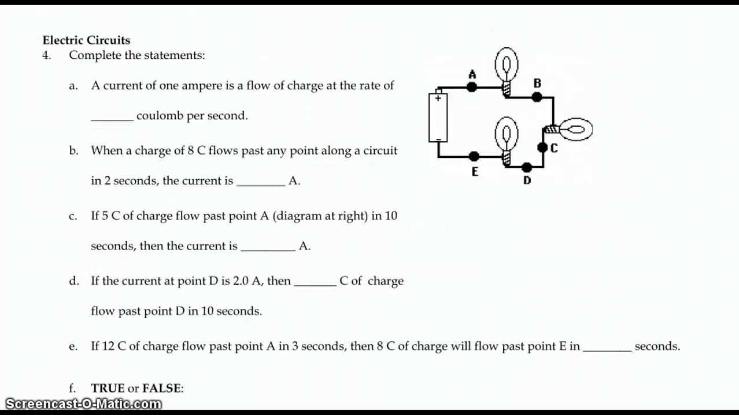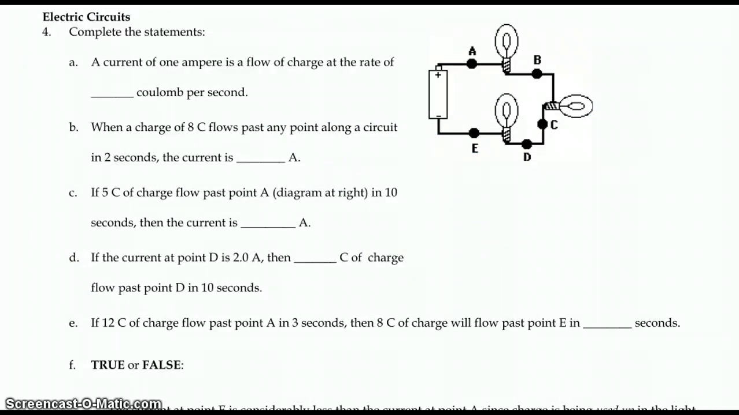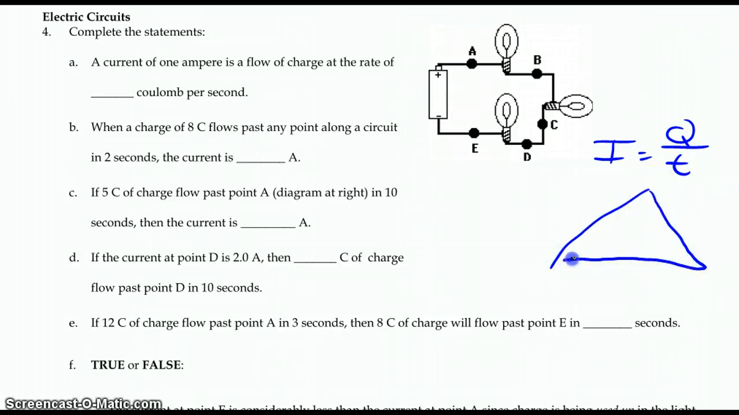Okay, we're going to apply that to some basic electric circuit. And again, we're going to use I equals Q over T. Now, if you don't like to run the math on that every time, you can set yourself up a little triangle. People who study electricity often set themselves a series of different triangles. I is equal to Q over T.